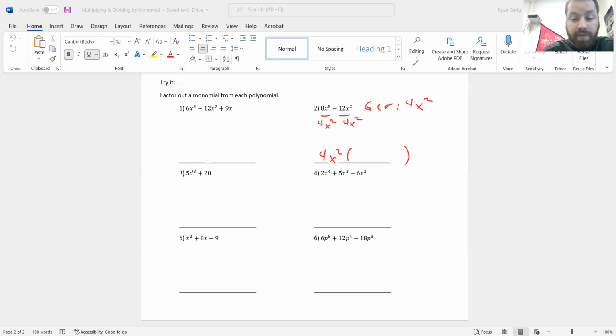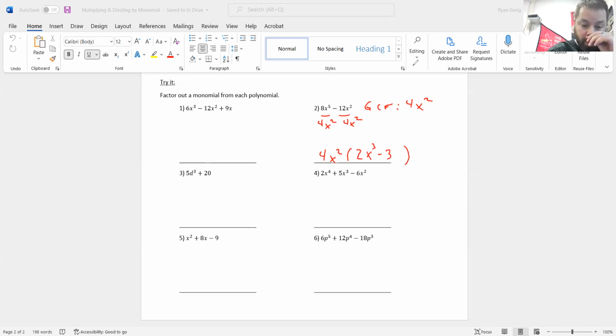All right. So 8x to the 5th divided by 4x squared. 8 divided by 4 is 2. 5 x's, take 2 out, you're left with 3 x's. Negative 12 divided by 4 is negative 3. 2 x's, take 2 out, there's none left. So there's your final answer.